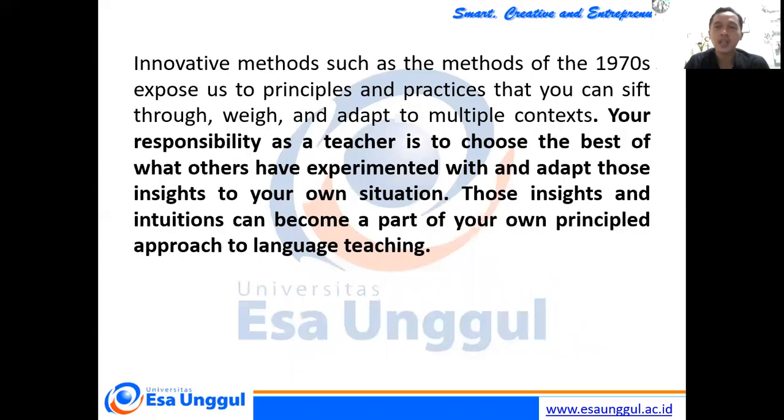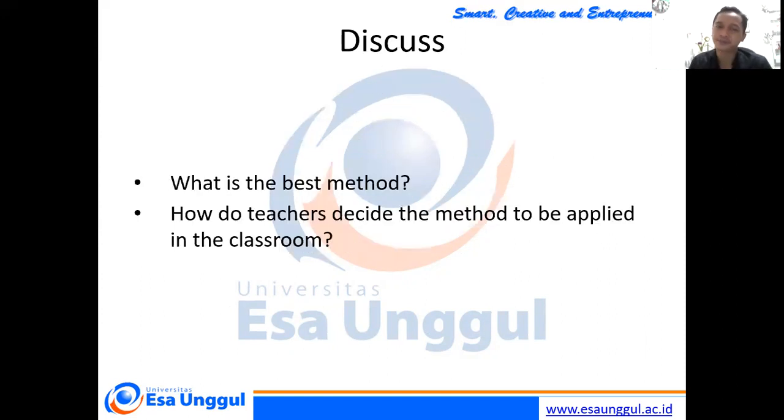What I can say is that the responsibility as a teacher is to choose the best of what others have experimented with and adapt those insights to your own situations, contextualize them. Those insights and intuition can become a part of your own principled approach to language learning.